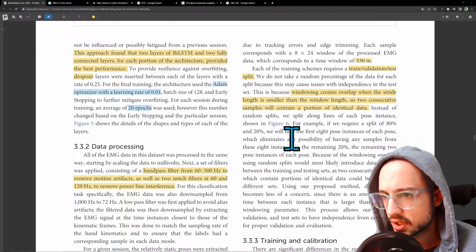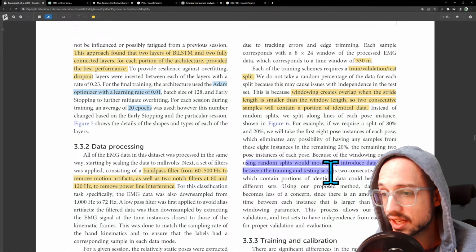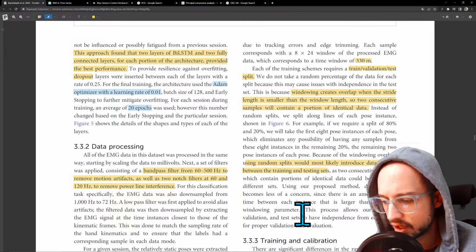Okay, car split 80-20. Using random splits would introduce data leakage between training and testing sets. Yeah, this is important. So if you're doing anything with time series, be aware that you can't naively split your training and testing data. It is important.